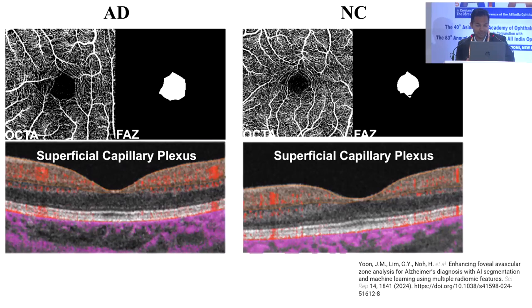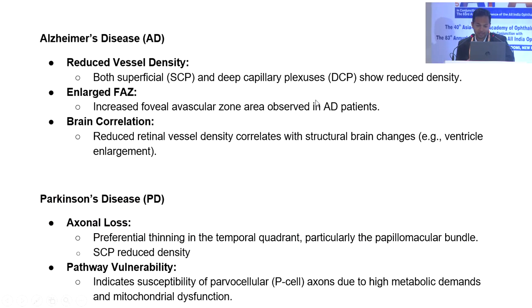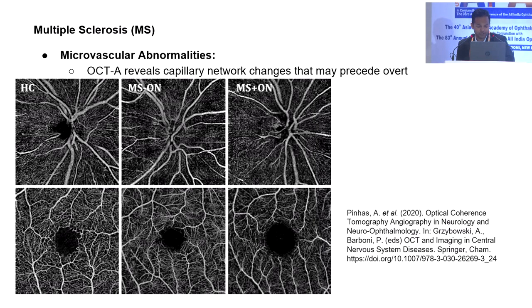So here's an example of a patient with Alzheimer's disease. And what's very evident here is perhaps the superficial capillary plexus being much lesser in density as compared to a normal control. And very similarly, a patient with multiple sclerosis with optic neuritis has a much lesser vascular density as well, as compared to a healthy control individual.